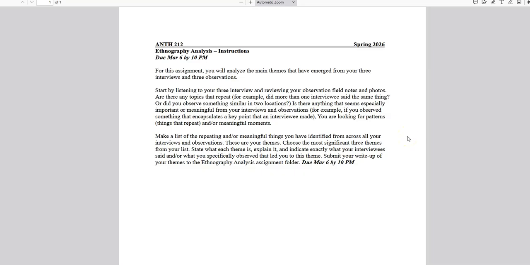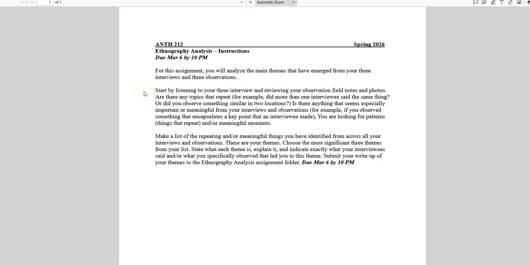As you know, in those previous two assignments, you're asked to do 3 interviews and 3 episodes of observation, right? 3 rounds of observation. So for this, you're now going to bring all that material together and identify some of the key themes that have emerged from across all 6 of those items, the 3 interviews and the 3 observations, okay? So I give you some instructions here about how to go about doing that.